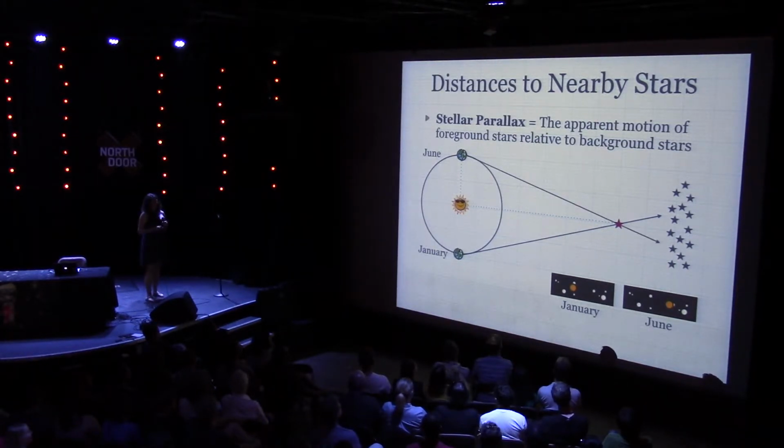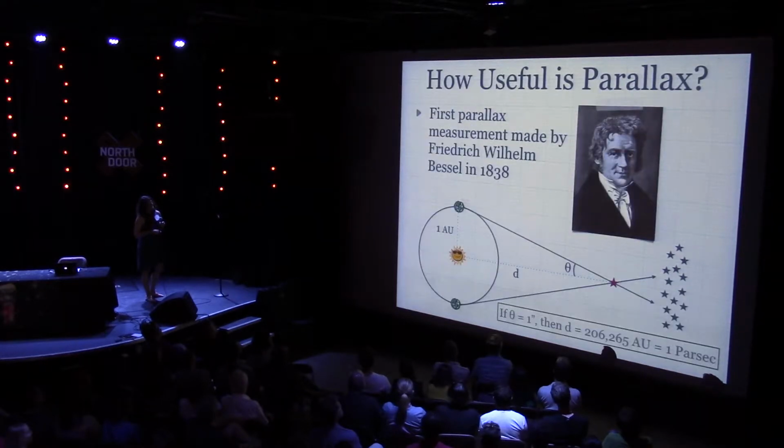Unfortunately, this method is not so useful in practice. The first parallax measurement wasn't until 1838, and it was to one of the nearest stars to the Earth, 61 Cygni. And the reason why it was to one of the nearest stars is because this angle is ginormous for one of the near stars.